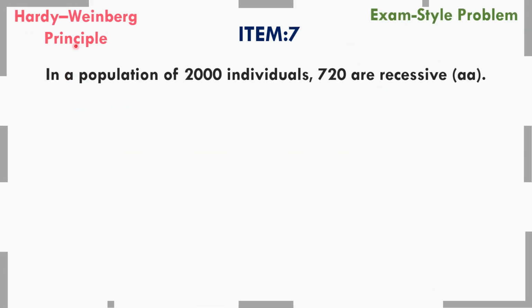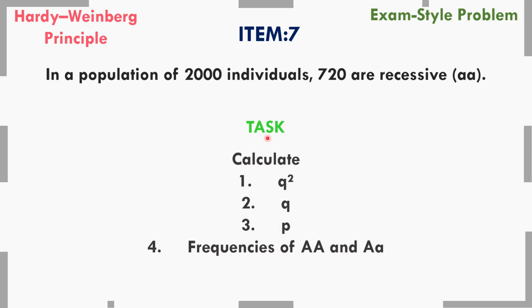Still in Hardy Weinberg Principle, let us look at an exam style problem. Item 7. In a population of 2,000 individuals, 720 are recessive, small a. Task: calculate q squared, q, p, and frequencies of capital A capital A, capital A small a, and small a small a.